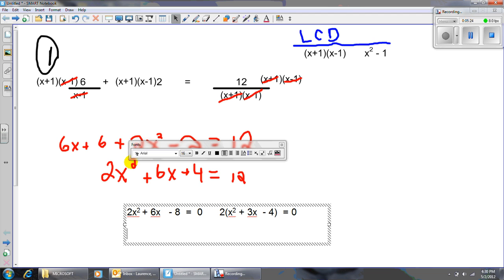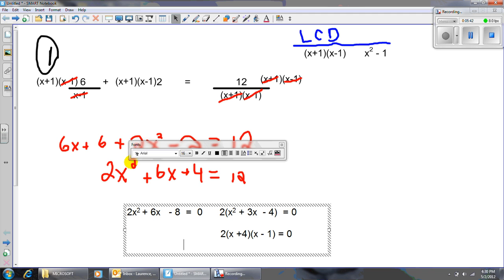And then I can see that that will factor 2 times the quantity of x plus 4 times the quantity of x minus 1. And that will equal 0. And now I can say that x must equal negative 4 or 1. Those are my two possible answers.